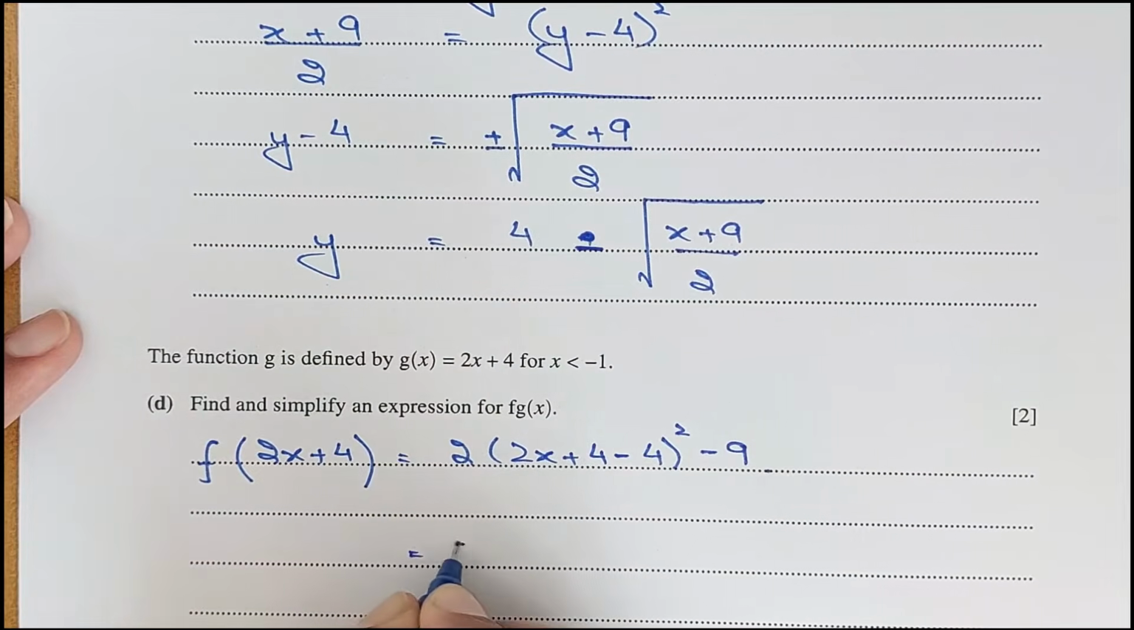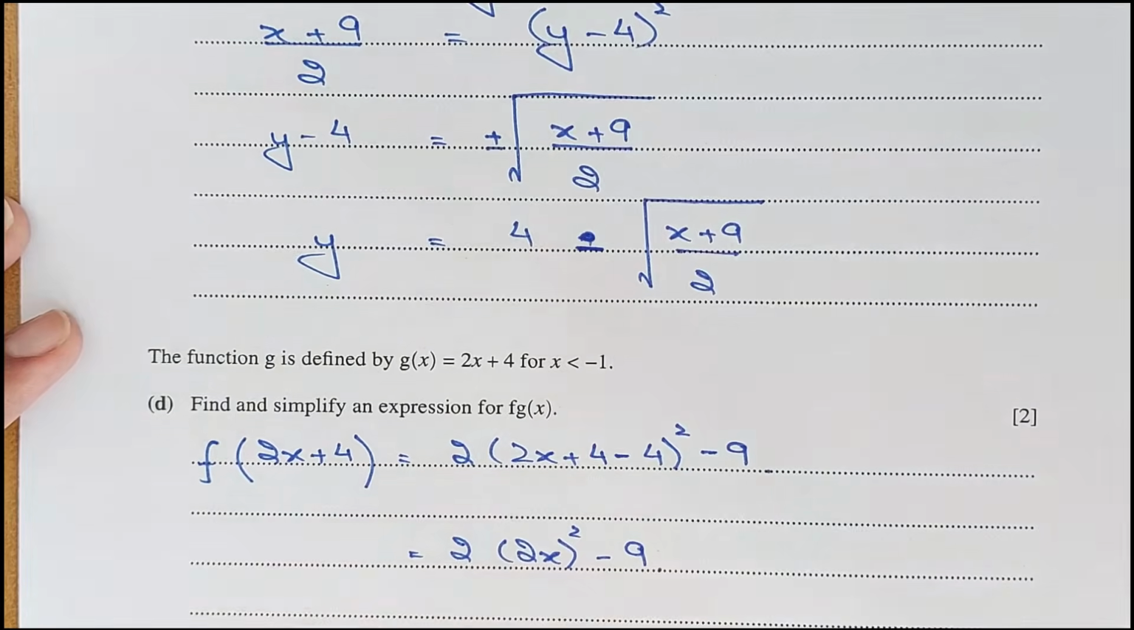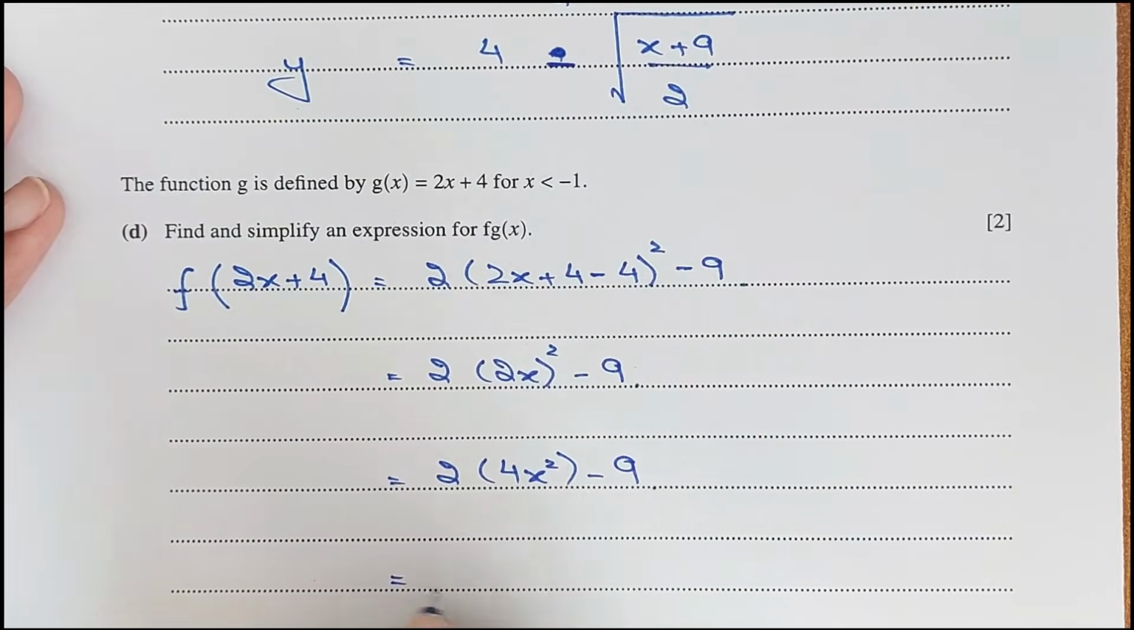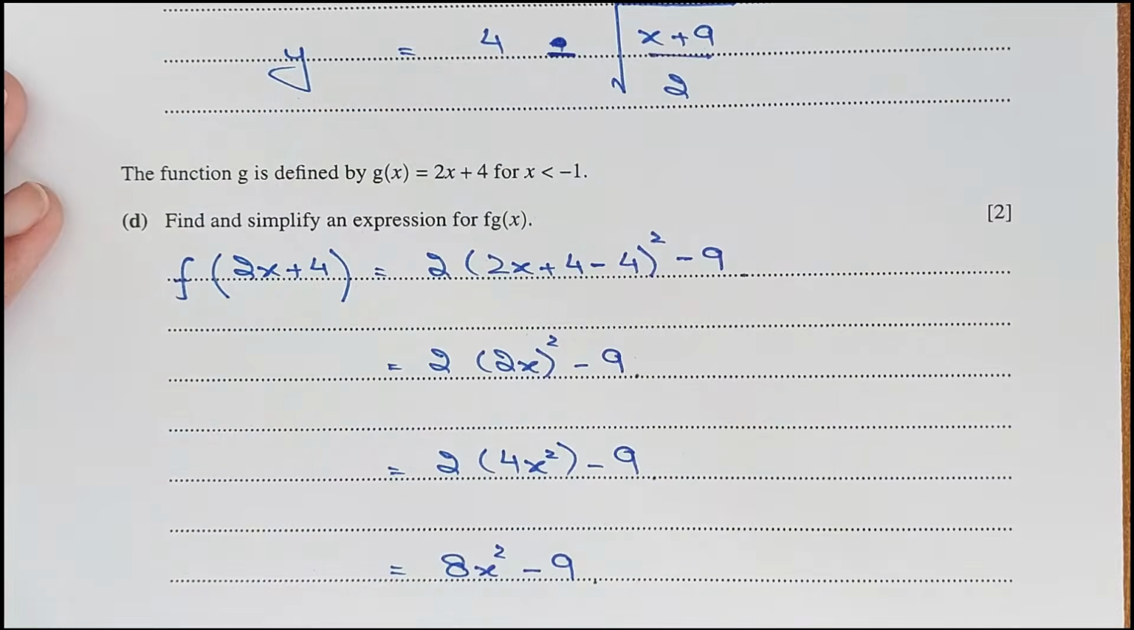So simplify this. 2 times (2x) square minus 9. This is 2 times 4x square minus 9, or the simplified form, 2 times 4 is 8x square minus 9. This is the simplified form for f composition g of x.